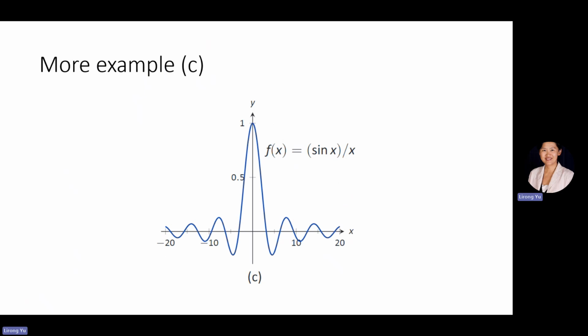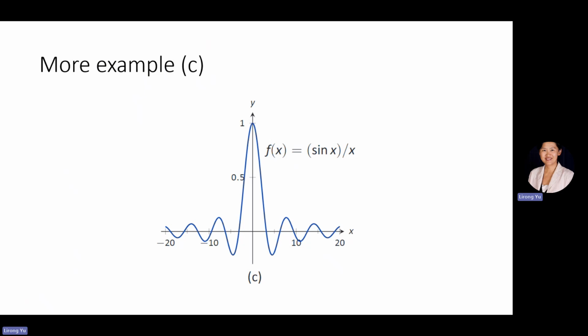This is another example, sine x over x. The function is undefined at zero, but it does have a limit value of 1. You can see a lot here. This one also has a horizontal asymptote over here.